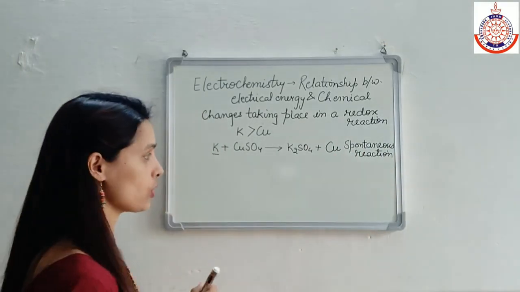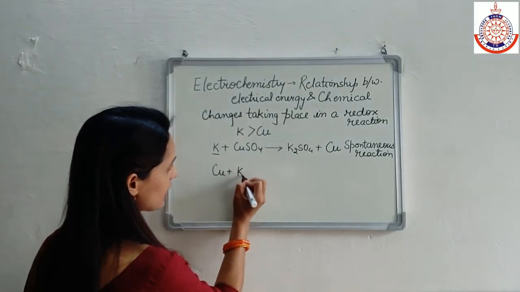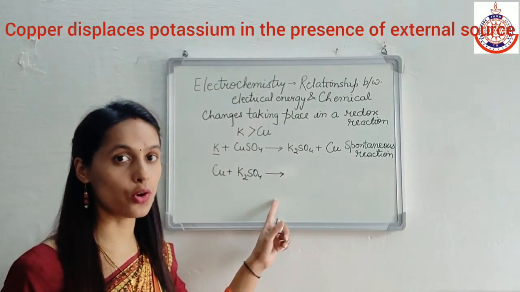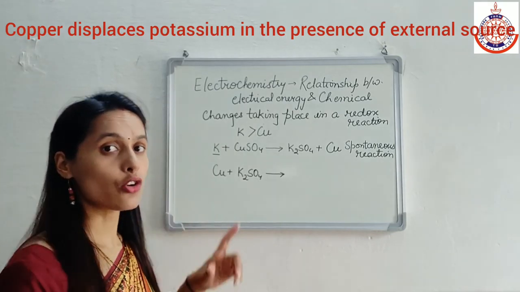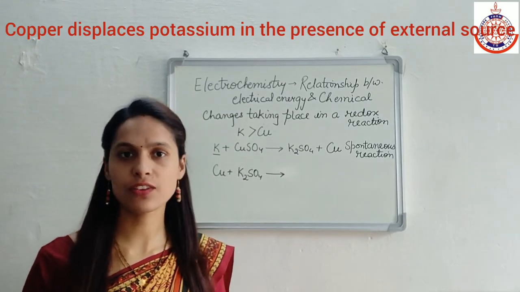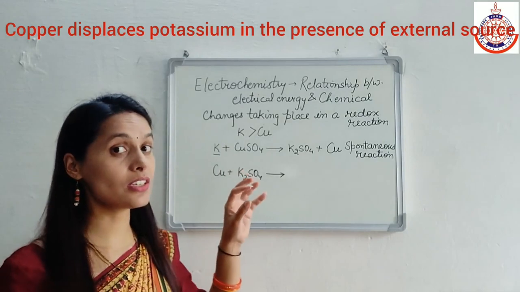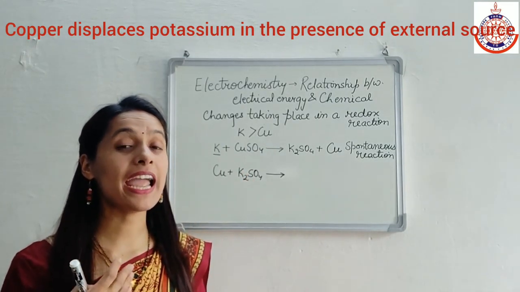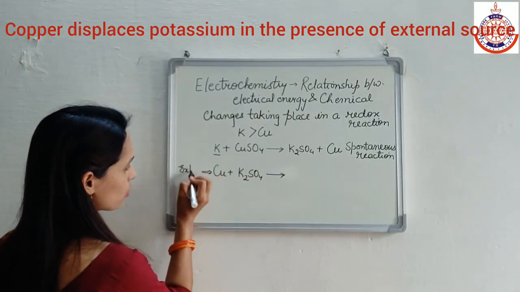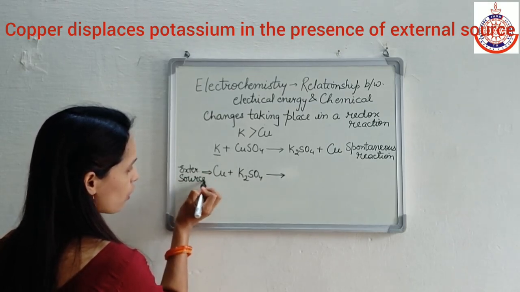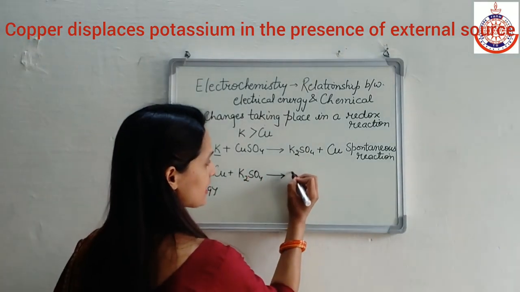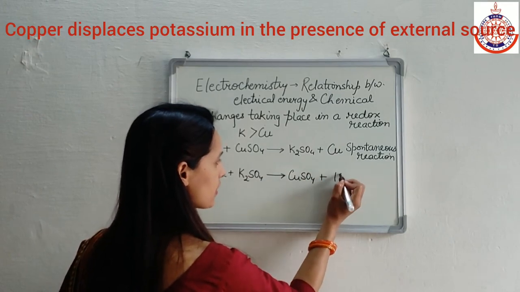But suppose I want Cu to displace potassium from K2SO4. This is not possible because copper is less reactive than potassium. A less reactive metal is not able to displace a more reactive metal from its solution, so this reaction is not possible. But if I supply an external source of energy to this reaction, then this reaction also proceeds and gets converted into CuSO4 plus K.